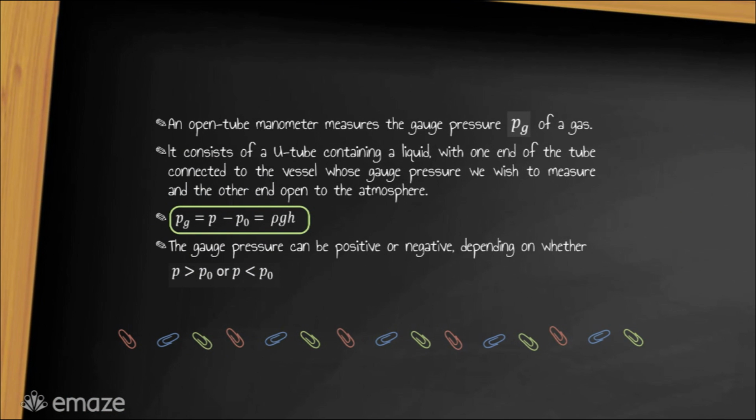An open tube manometer measures the gauge pressure of a gas. It consists of a U-tube containing a liquid, with one end of the tube connected to the vessel whose gas pressure we wish to measure, and the other end open to the atmosphere.